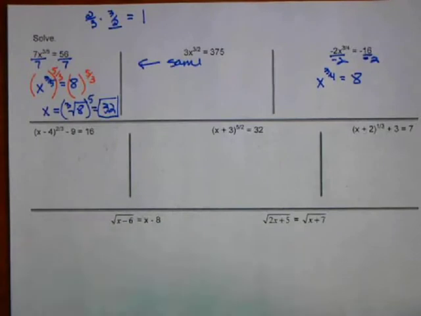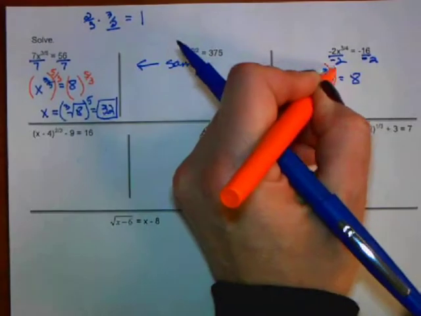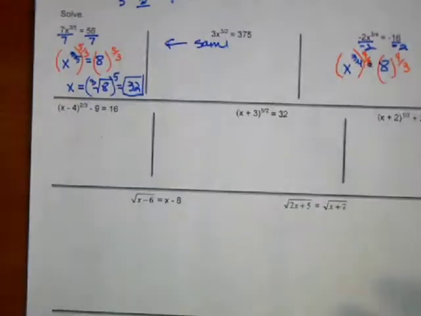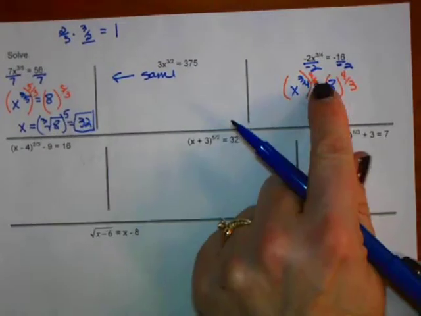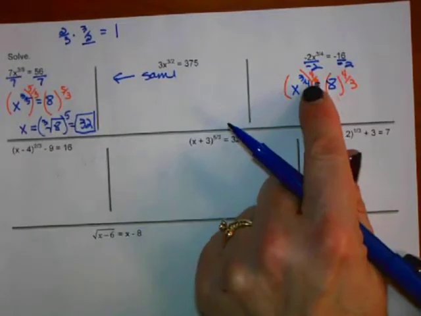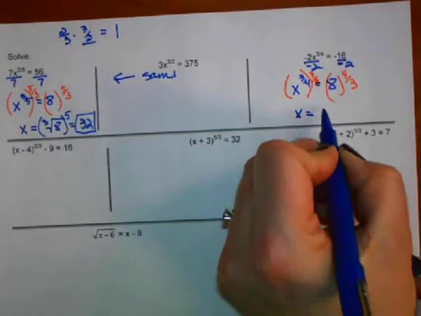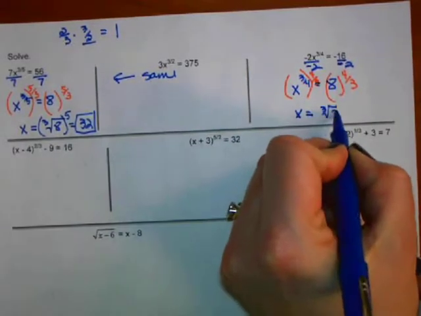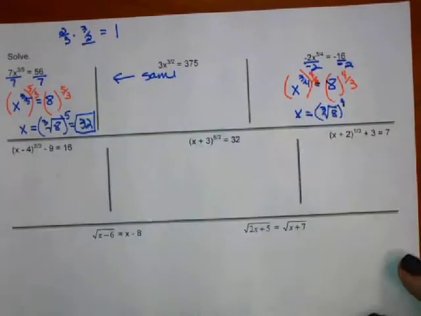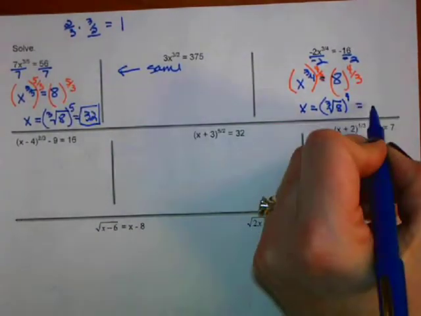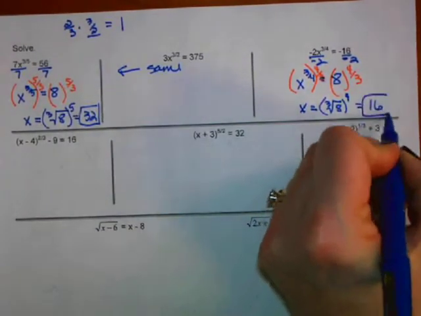How do I get rid of that 3/4? Multiply both sides by 4/3. This times this becomes 1. 3/4 times 4/3 is 1, so I just have x equals the cube root of 8 to the 4th power. What's the cube root of 8? 2. To the 4th? 16.